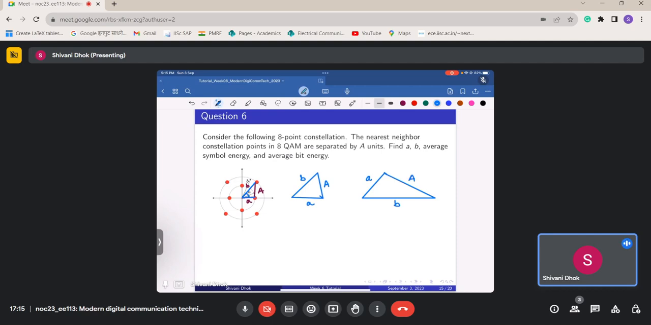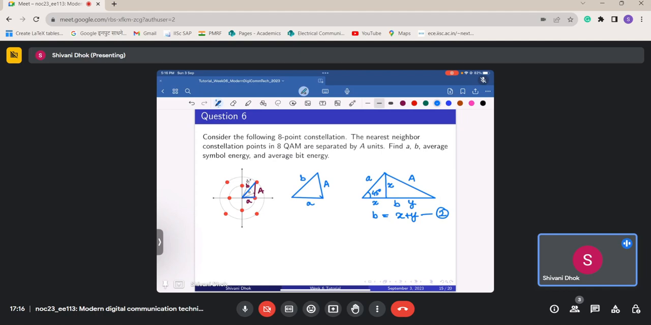And again note that this angle is 45 degrees. Okay, so this angle that is between A and b is 45 degrees. Let me drop a perpendicular here, and let's say this is x, this will also be x, and let's say this is y. And what we have is b equal to x plus y. Let me number it as second.